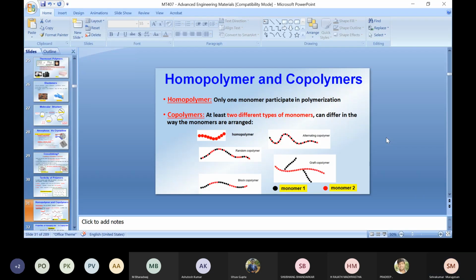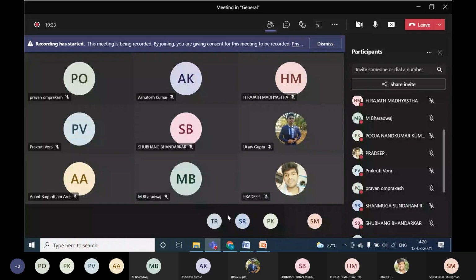What is crosslink density, guys? Pradeep, do you know about that? What is crosslink density? Yes, sir. What is crosslink density? So it's no idea, sir.